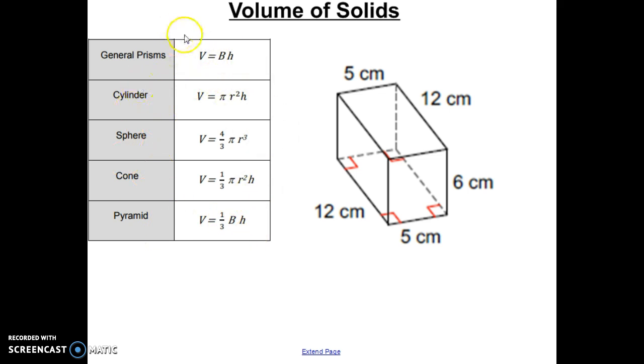This is the volume section. For general prisms, so general prisms could be a rectangular prism like here, it could be a triangular prism, could be a hexagonal prism, it's the area of the base times the height. So this isn't one side of the base. If I consider this bottom one here with the little right angles in it, the area of the base is 12 times 5, which is 60, and then you multiply it by the height.